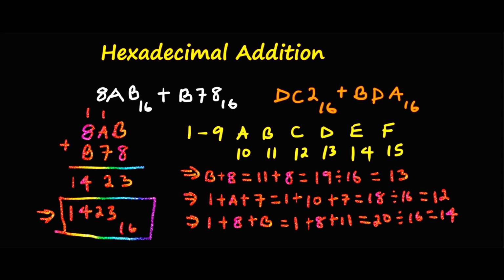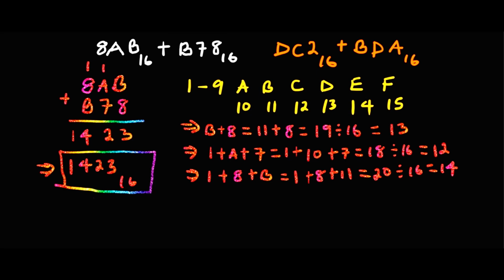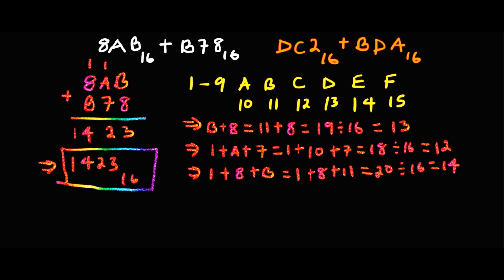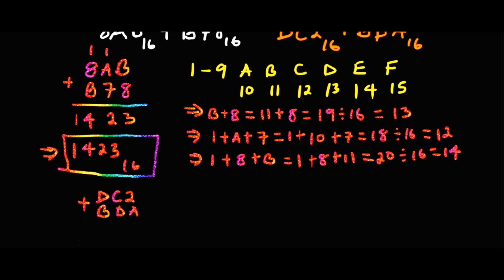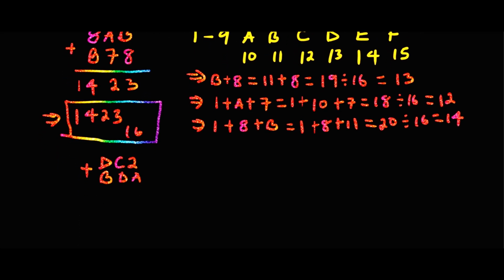So we can look at the second example. Let us just write it here. We have DC2 plus BDA, and we are adding them. So let us go ahead and perform that addition.